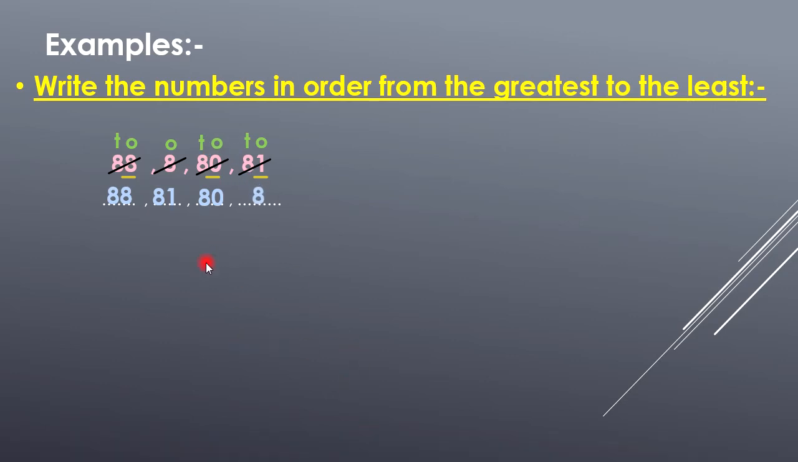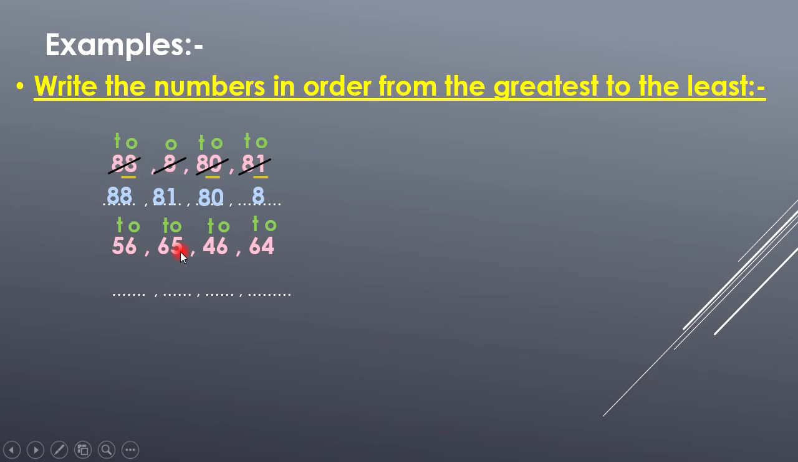Let's see another example. Here I have 56, 65, 46, and 64. We should put the homes. I put homes.